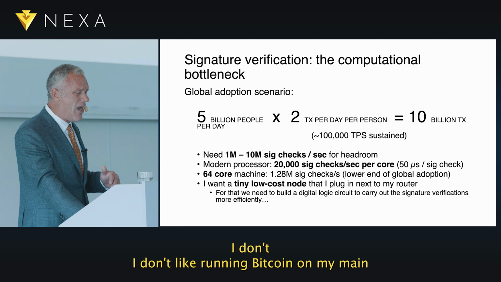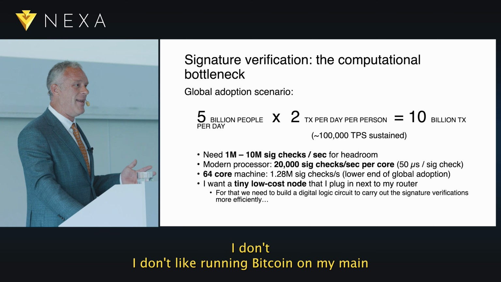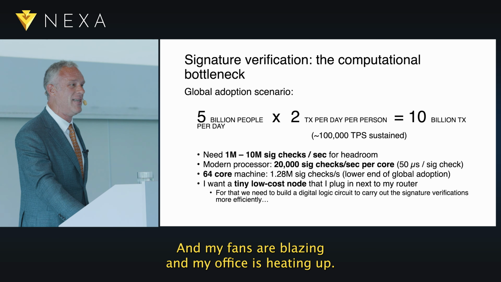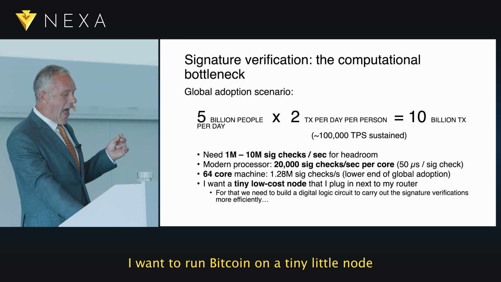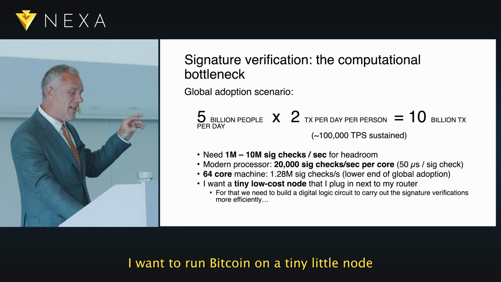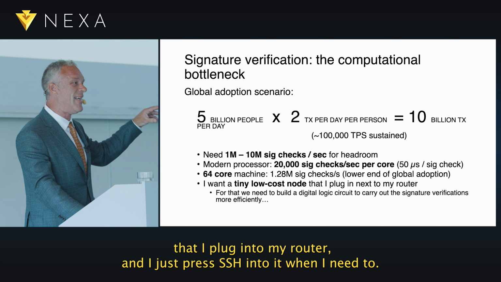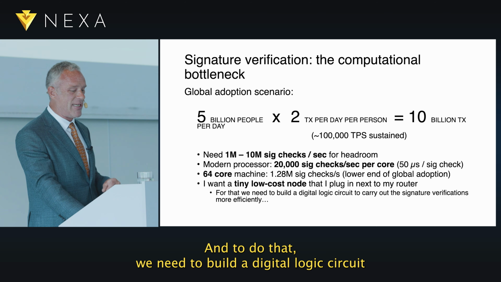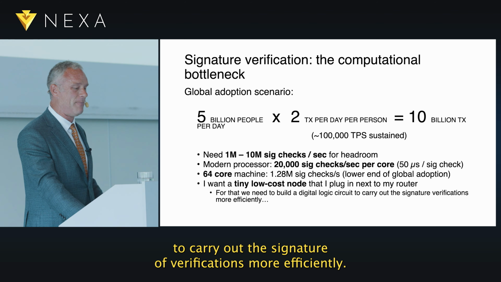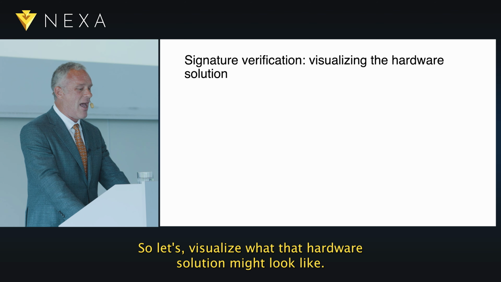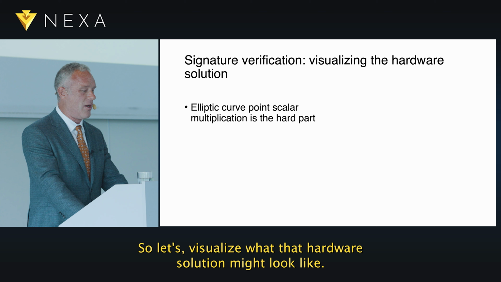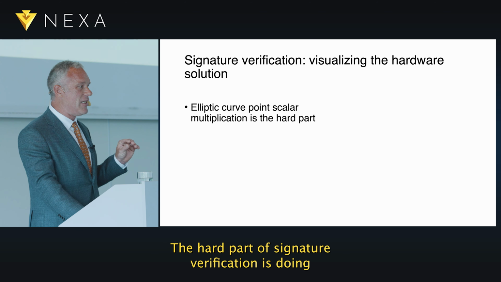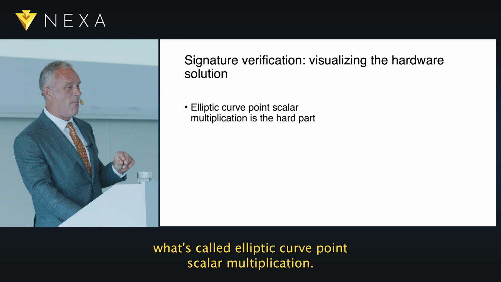But I don't like running Bitcoin on my main desktop machine, especially if it was bogging down all 64 cores and my fans are blazing and my office is heating up. I want to run Bitcoin on a tiny little node that I plug into my router and I just SSH into it when I need to. And to do that, we need to build a digital logic circuit to carry out the signature verifications more efficiently. Okay, so let's visualize what that hardware solution might look like. The hard part of signature verification is doing what's called elliptic curve point scalar multiplication.